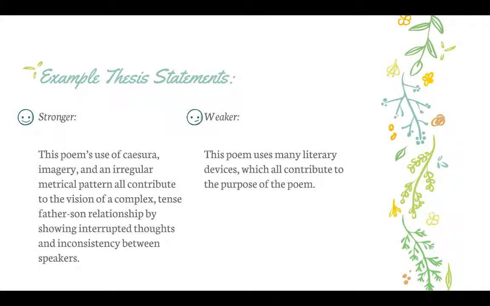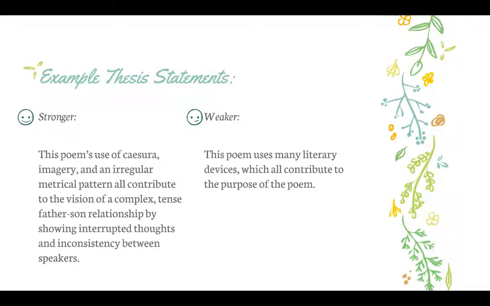So as we talk about thesis statements, we're going to look at a few examples, one that is a little bit stronger and one that is a little bit weaker, right? So the stronger one says, this poem's use of caesura, imagery, and an irregular metrical pattern all contribute to the vision of a complex, tense father-son relationship by showing interrupted thoughts and inconsistency between speakers. This thesis statement is very strong, which will not only benefit you in your score, but it also gives you a much clearer direction for the rest of your essay.